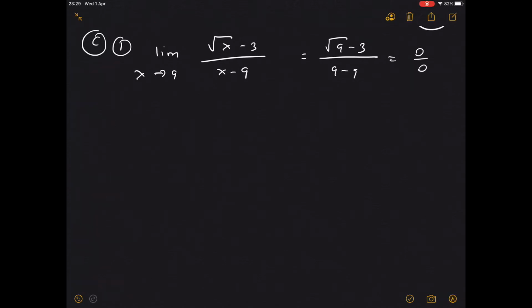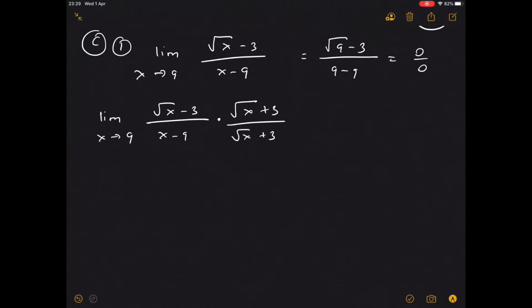So if you have a square root function like this, how are we going to do it? If you have the limit when x approaches 9 of root x minus 3 over x minus 9, we have to multiply by the conjugate of the numerator. So you have root x plus 3 over root x plus 3.